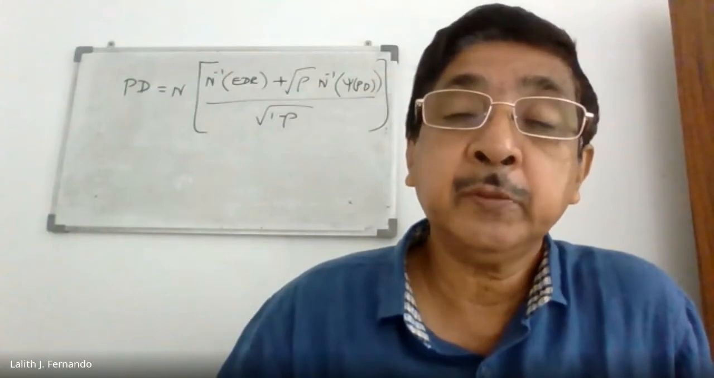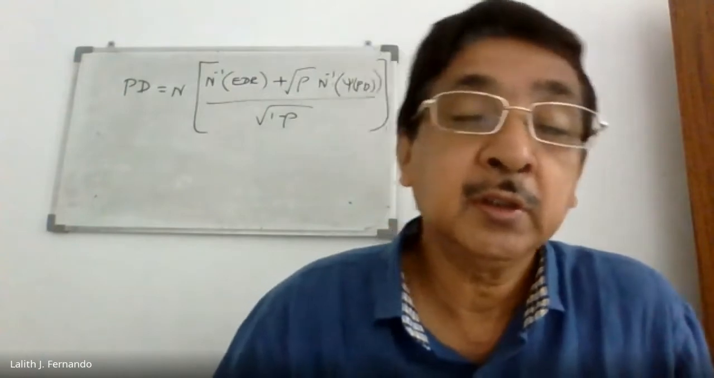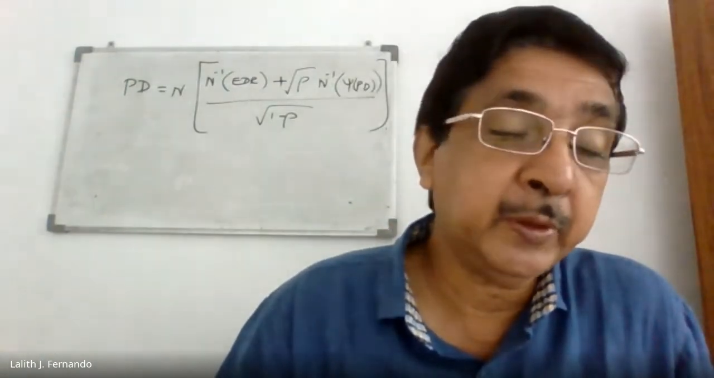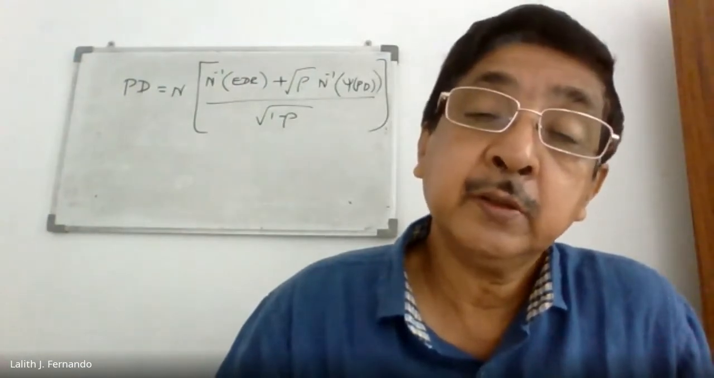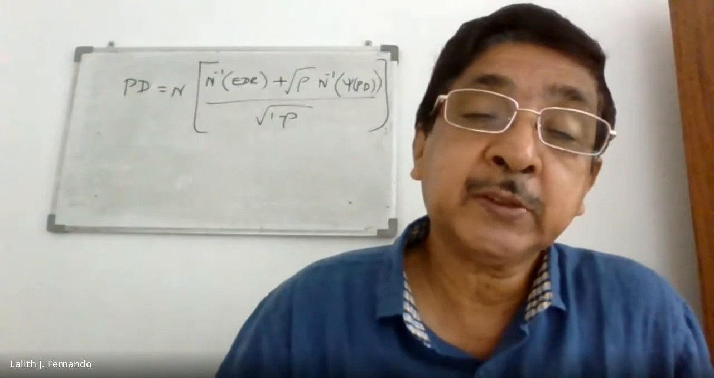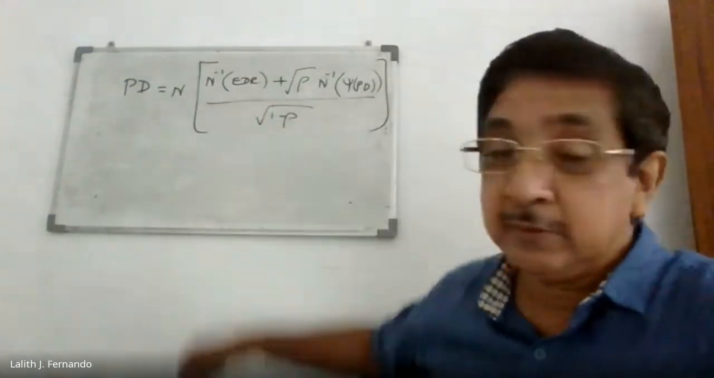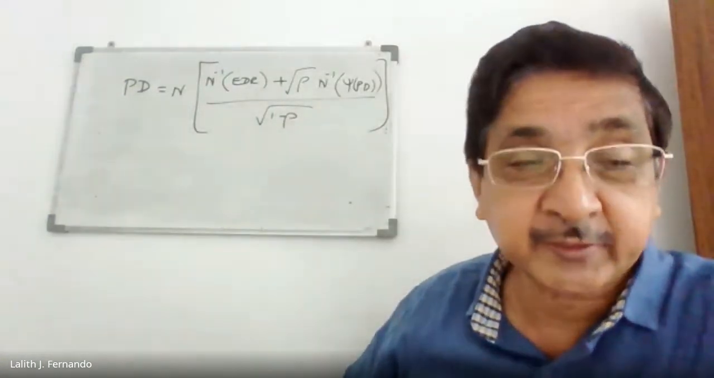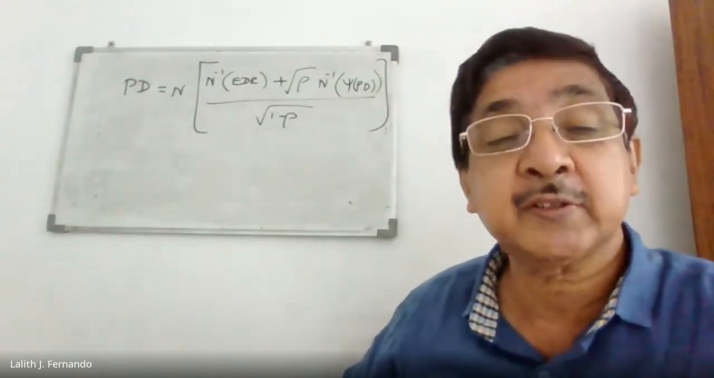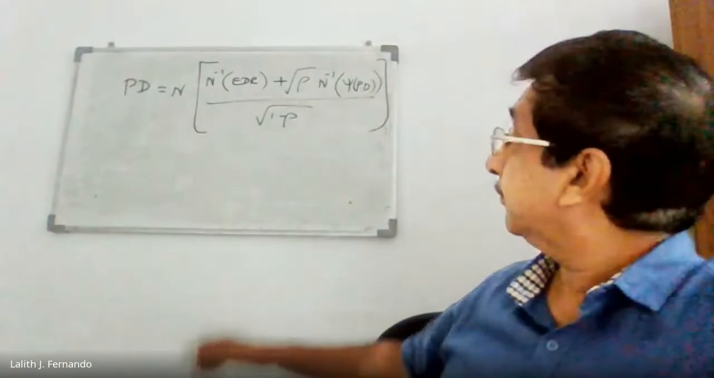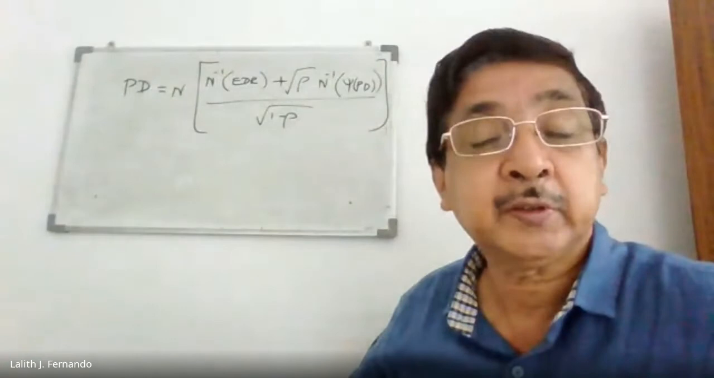PD is equal to, now the PD here means the portfolio probability of default. We are talking about a portfolio. Portfolio probability of default is the PD. Then you have other terms here. EDR is the expected default rate, the expected default rate of the portfolio loans. Then rho is the correlation between each loan.